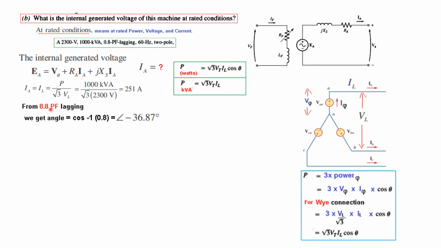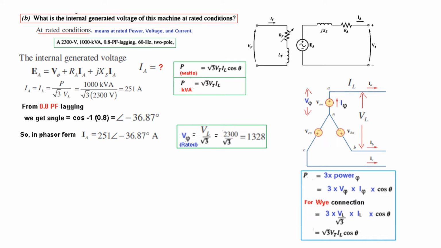So we know that the power factor is cos of theta. Therefore the theta angle can be cos inverse of 0.8, which is equal to minus 36.87, because it is lagging, that is why we are putting the minus sign. Okay, so our current in phasor form will now be 251 at this angle. We'll now use this current in the equation here.